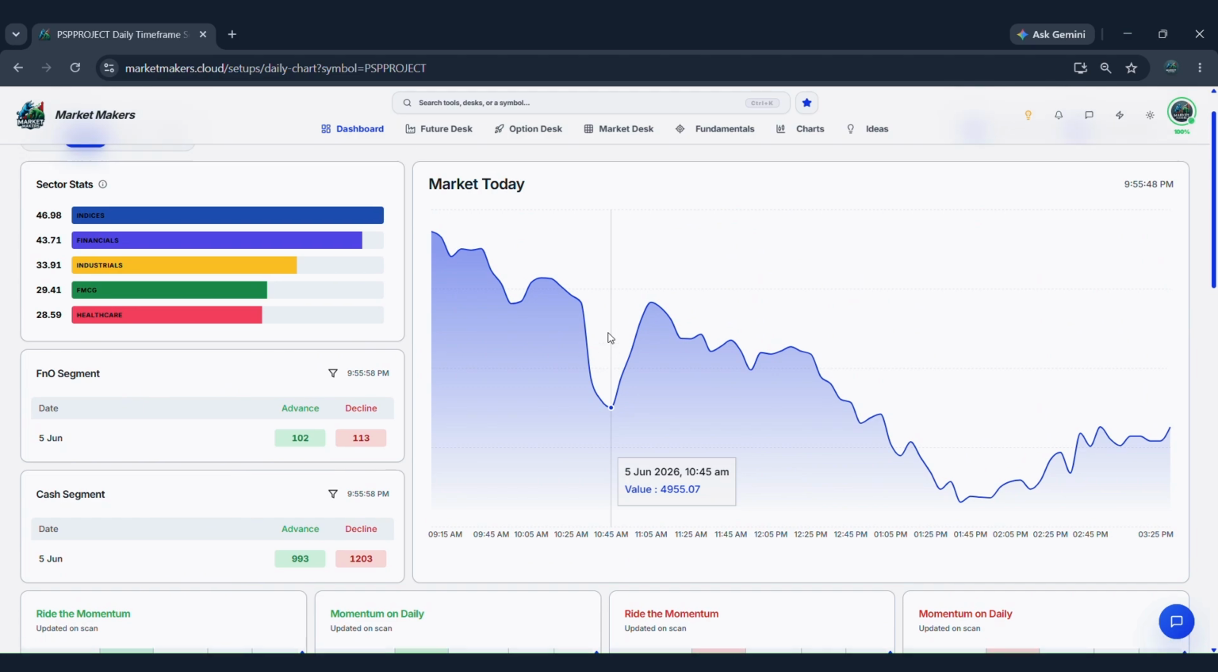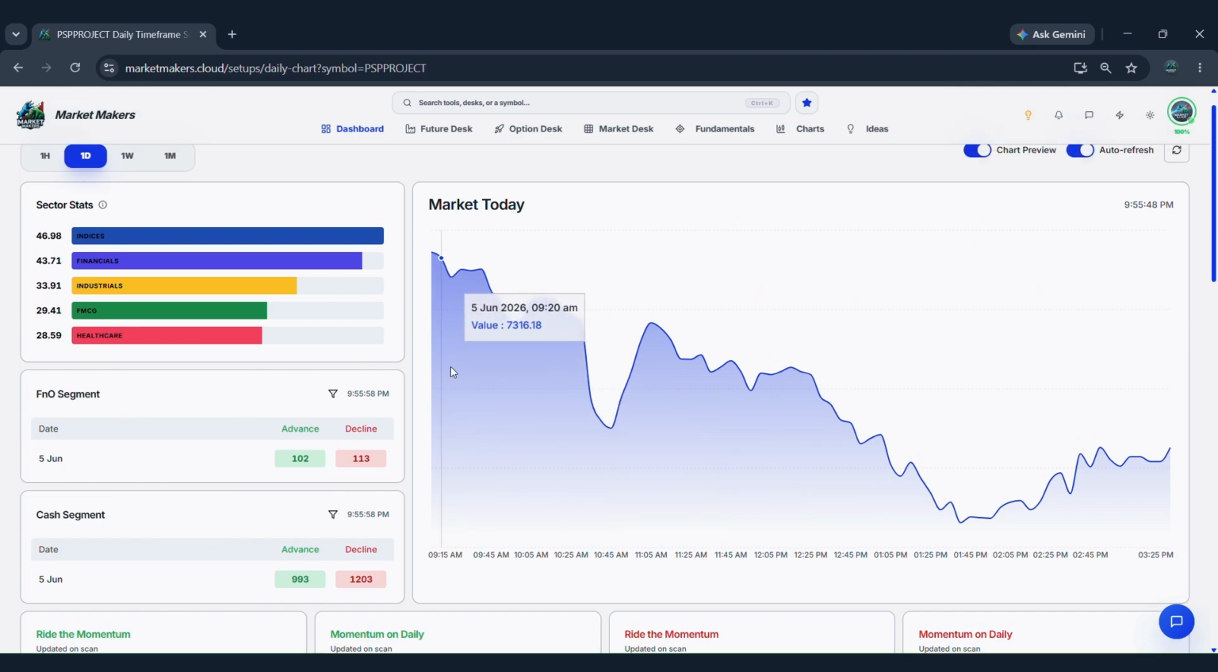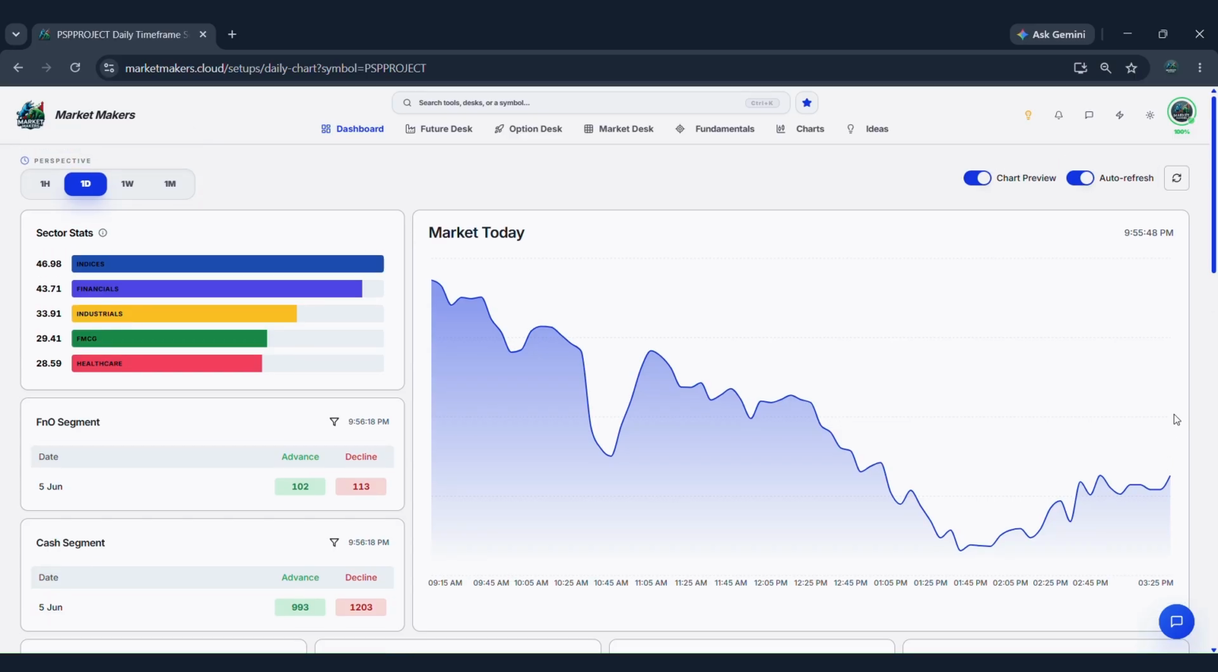Now, right below, you can see the Market Today graph. This graph gives you a timeline-based market movement overview. You can see where the market peaked, where it reversed, where weakness entered, and how the market behaved throughout the day. This gives traders instant context before even opening a chart. And context is everything in trading.